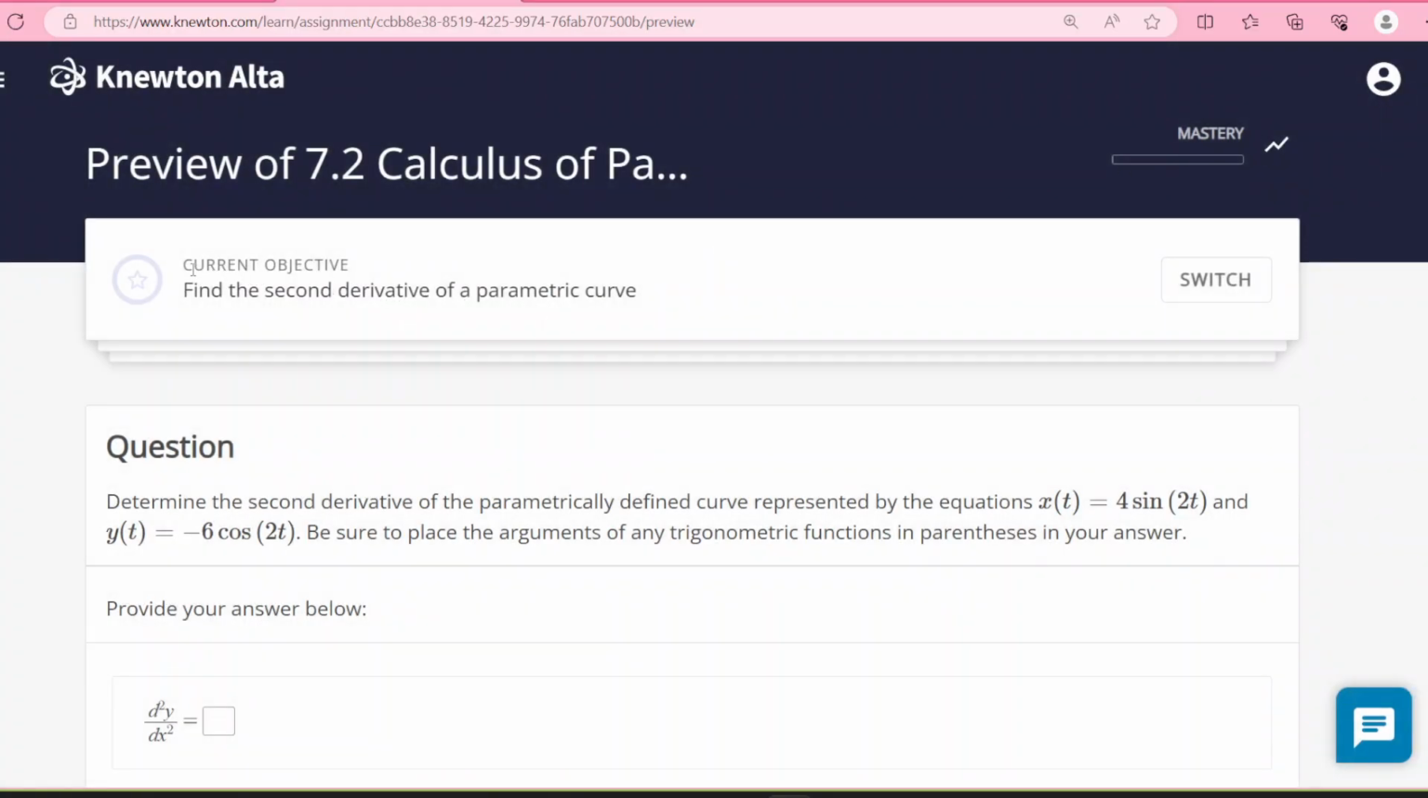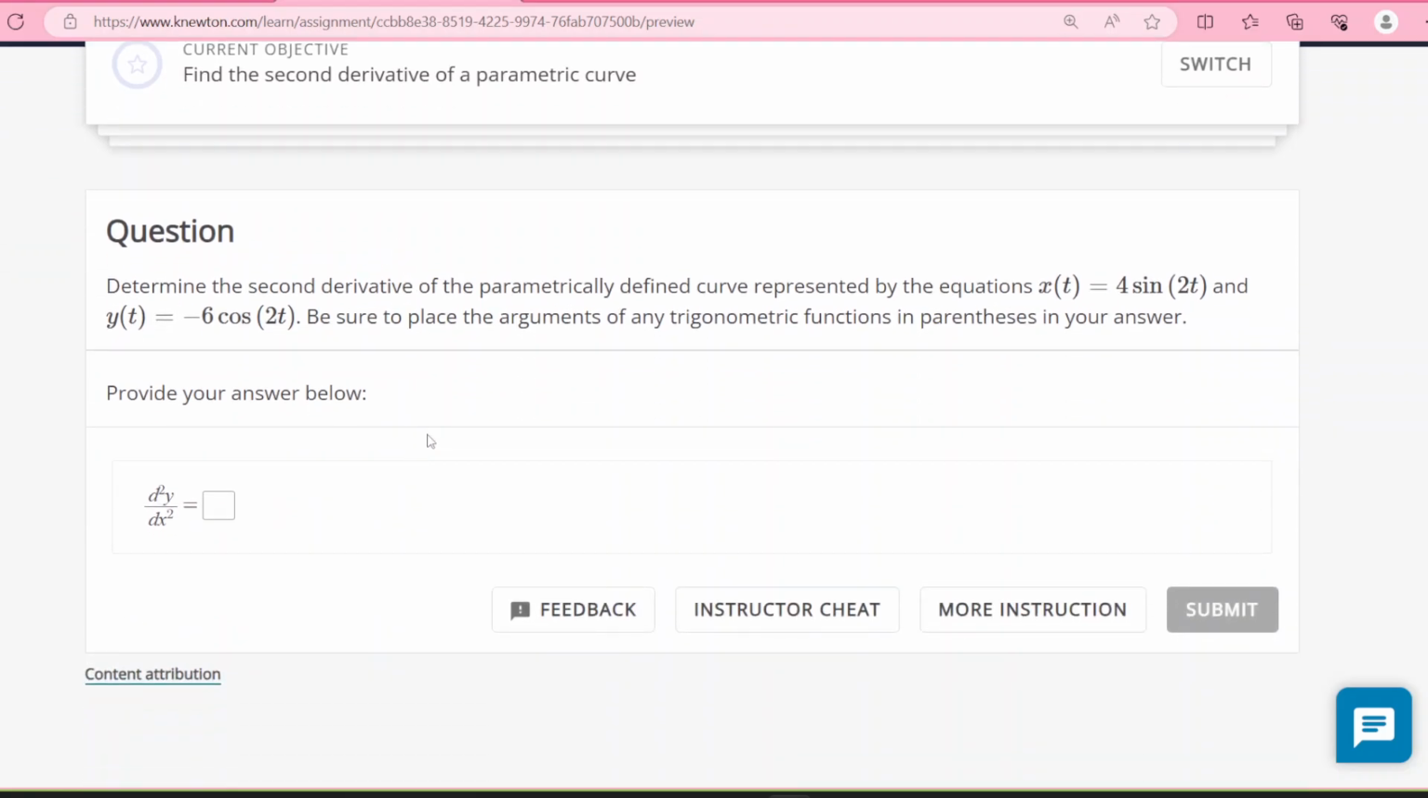On your main page, you see a current objective, and beneath that, a question related to that objective. At the bottom of every question, you should see a feedback button. If you have any issues with the questions, such as typographical errors or problems with the answer explanations, you can send feedback directly to Newton, and hopefully someone from their support staff will get back to you soon and help you resolve your issue.